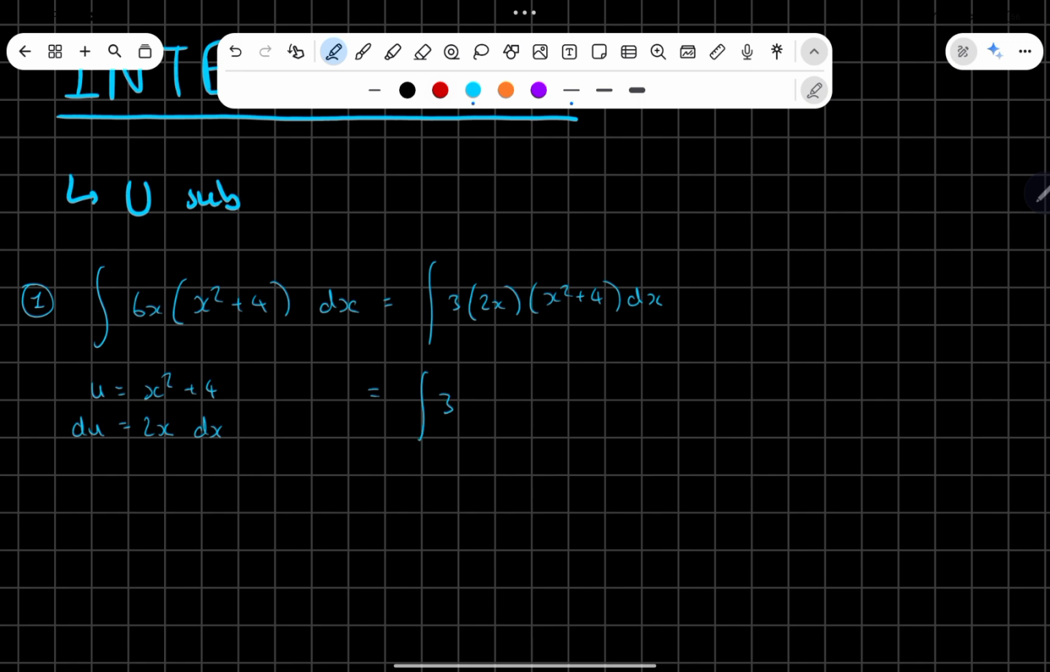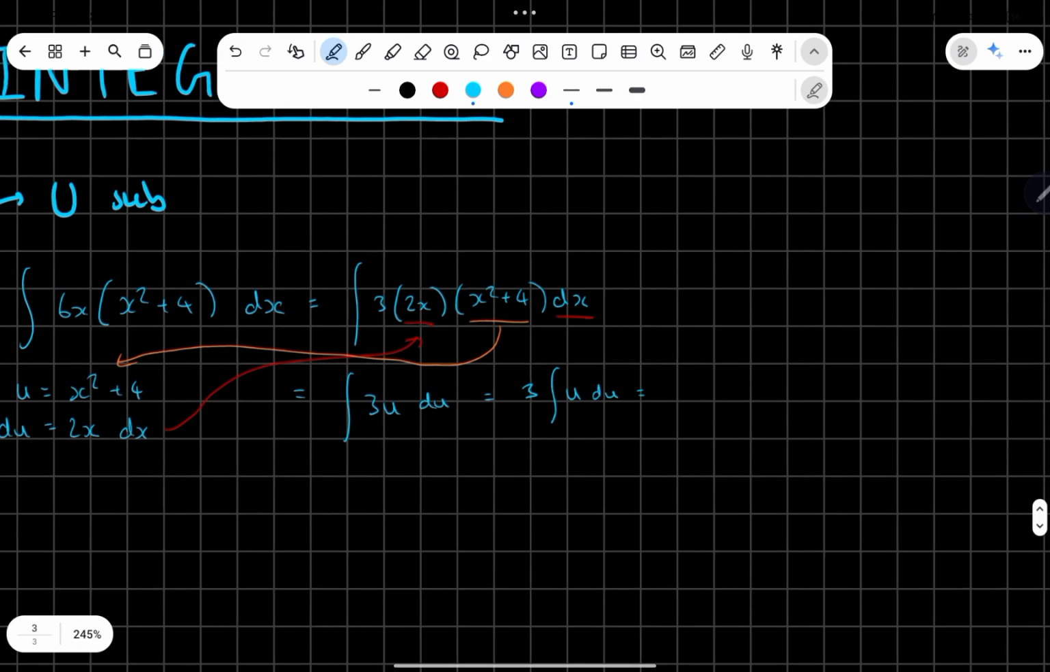and the 2x and the dx pair up to form the du. Okay, and the x squared plus 4 is just the u. So we have 3u times du. Okay, and we can take the 3 out, so we have 3 integral u du, which is the same as 3 over 2 u squared plus c. Don't forget the plus c.